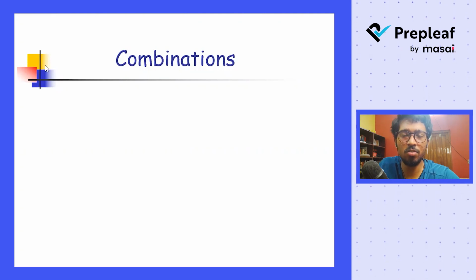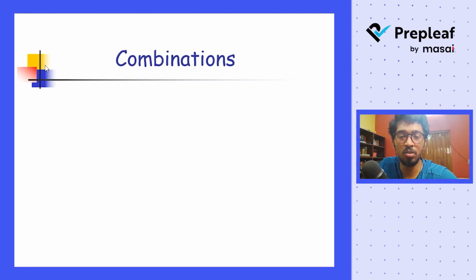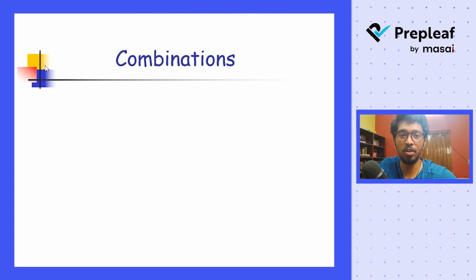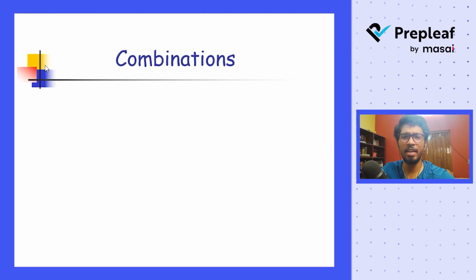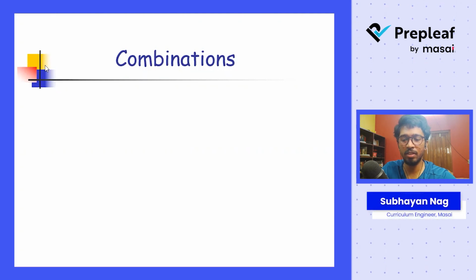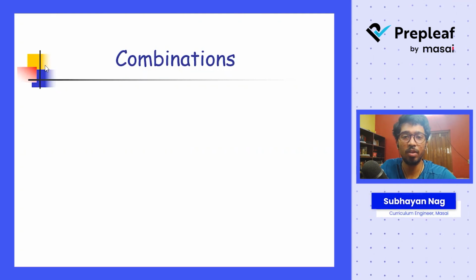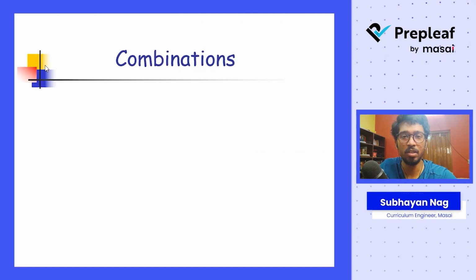So in previous videos, we understood what is permutation, how to count, and how to use the principle of counting. But in this video, we'll understand what is combination. So before going to that, let's take a very quick example to understand when we can use the idea of combination to count.